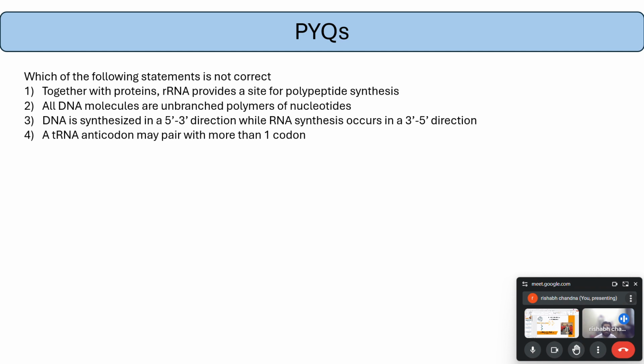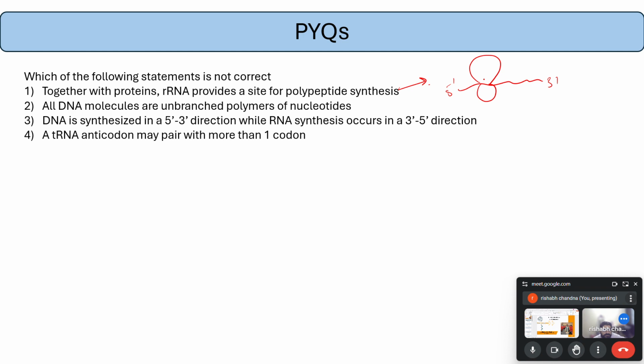And a tRNA anticodon may pair with more than one codon. Okay, so we'll see each of these statements. First one, when the polypeptide is formed. So this is the mRNA 5 prime to 3 prime. Here the ribosome sits. This is the small unit. This is the big unit.